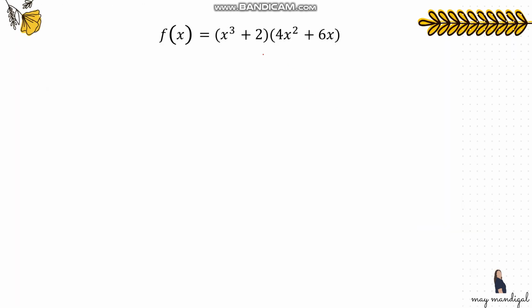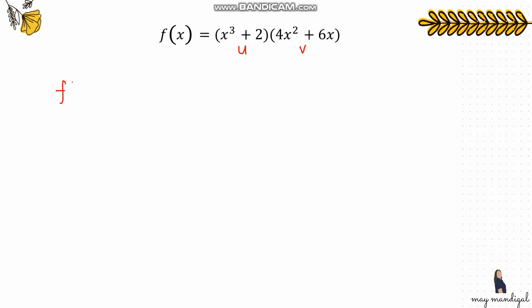So let's try this with this example. f of x equals the quantity x cubed plus 2 times the quantity 4x squared plus 6x. We have here two binomials that are being multiplied together. What we will do is set this as our u and this as our v. So we have the first and the second term. Now we can apply the pattern u dv plus v du.